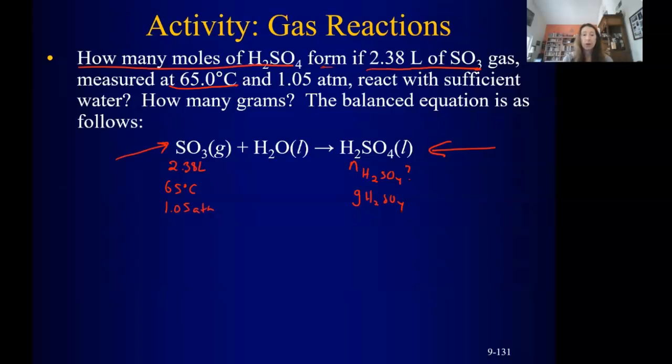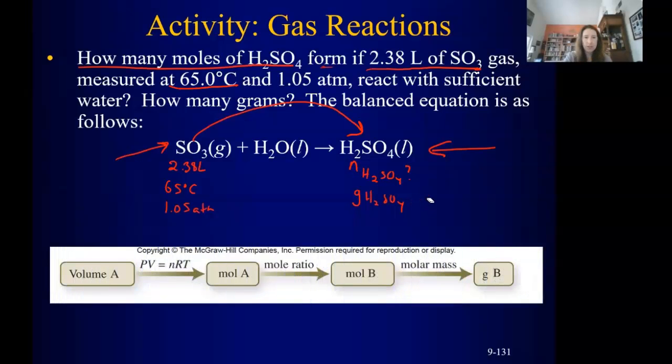What do we know? They're telling us about SO3, and they're asking about H2SO4. We have to get from one to the other. That's going to be a mole-mole ratio. So somehow we've got to get to moles of SO3. Once we get to moles of SO3, then we convert it to H2SO4, and then we'll have that answer. And then moles to grams, that's just molar mass. We can do that one too. So here's the outline of what we're going to do.